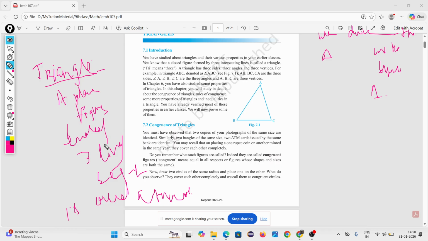No need to understand what you mean by closed figure. The meaning of closed figure is you are not able to find the starting and ending point. And what do you mean by line segment? This is called a line segment. This is called a line, and this is called a ray. It has a fixed starting and ending point.